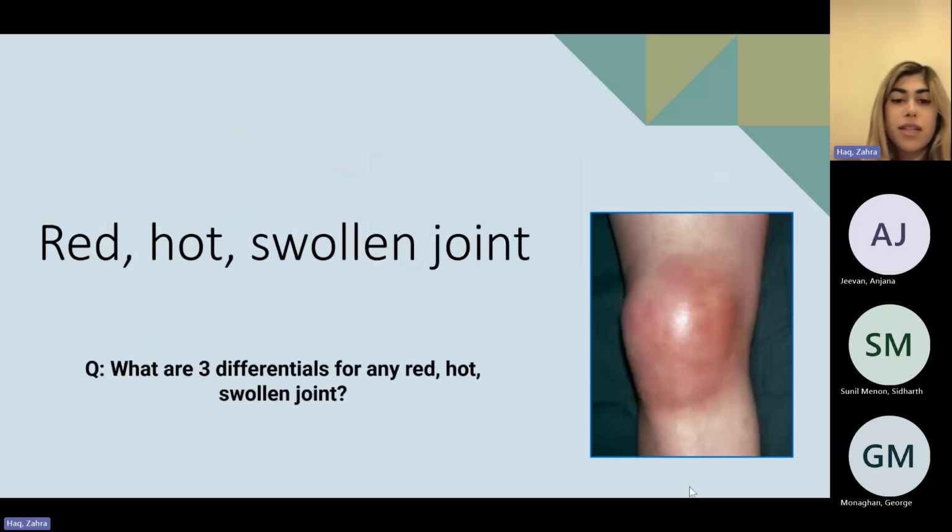So what are 3 differentials for any red hot swollen joint? Basically, the most common differential, or the thing we need to rule out first, would be septic arthritis, which is an emergency. Then we have gout, and then we have pseudogout as well, which can present similarly too.